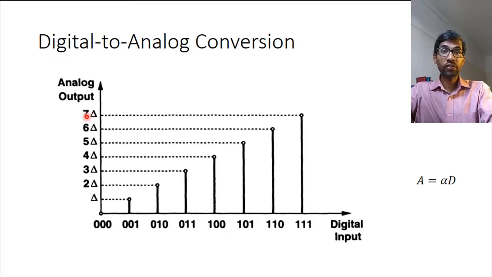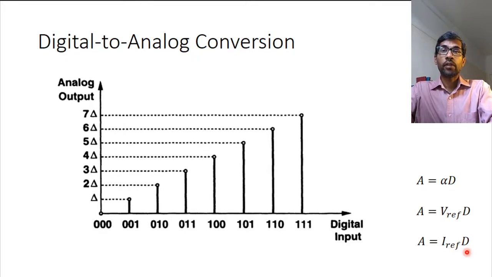This constant that we multiply with the digital number, in different implementations of digital to analog converters, can either be a voltage or a current. So your analog value can be some voltage times the digital number, or it could be a current times the digital number.